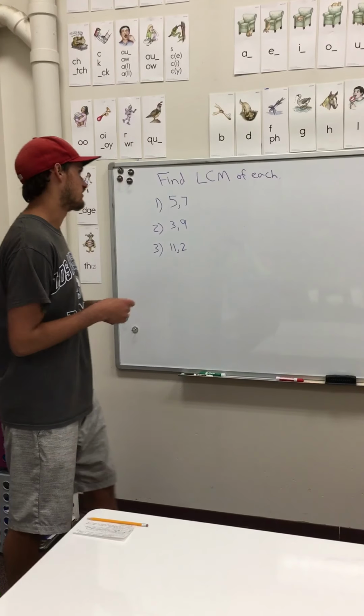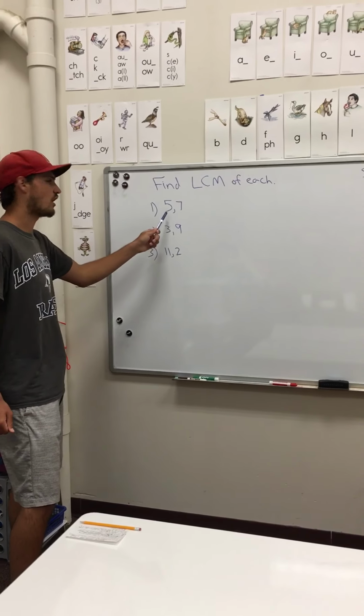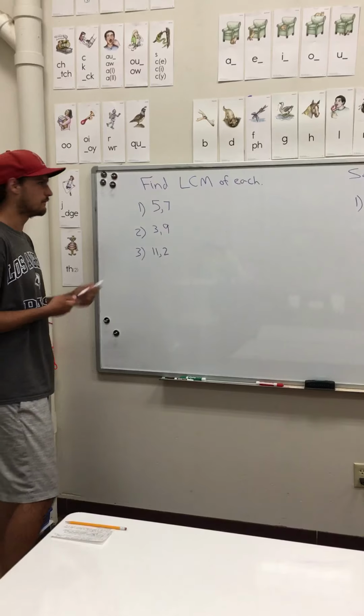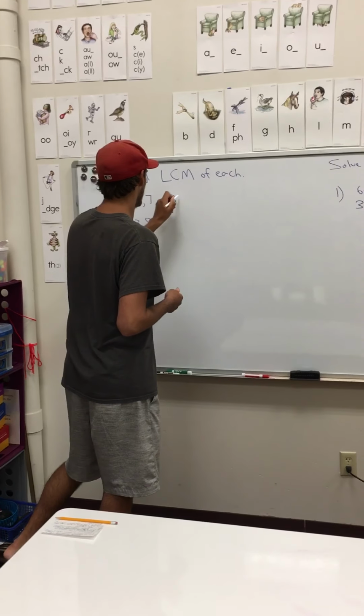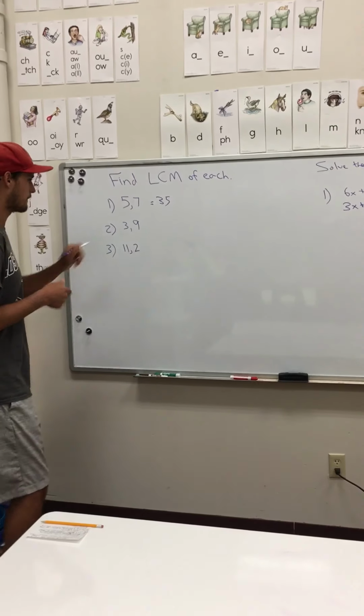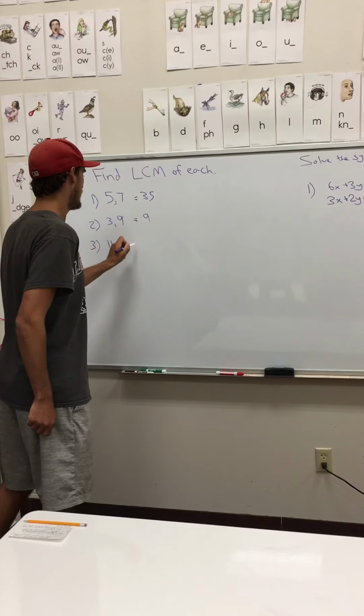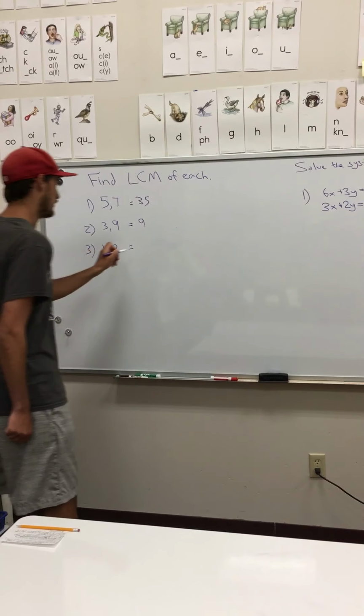because those are used in solving your system. So what is the least common multiple of 5 and 7? 35. Okay. How about 3 and 9? 9. And 11 and 2? 22. Good.